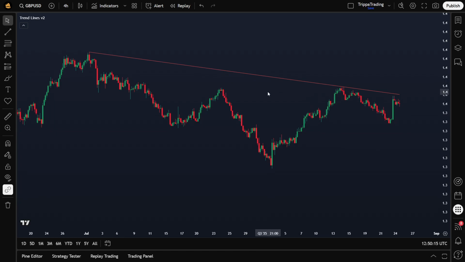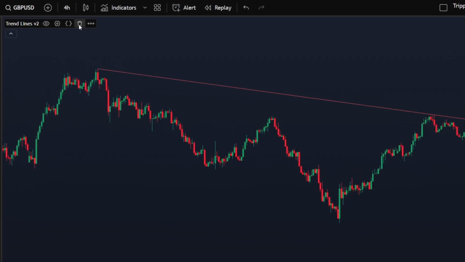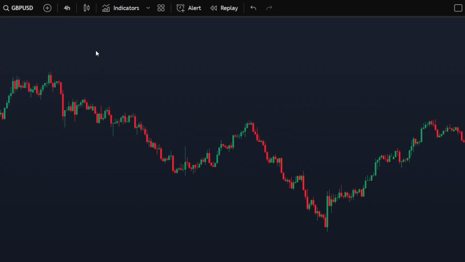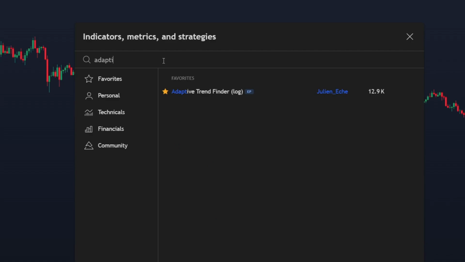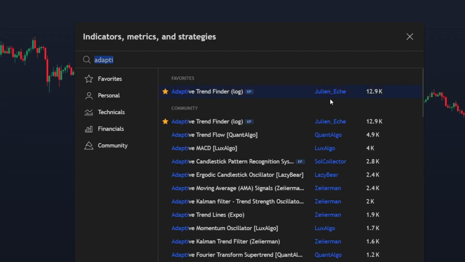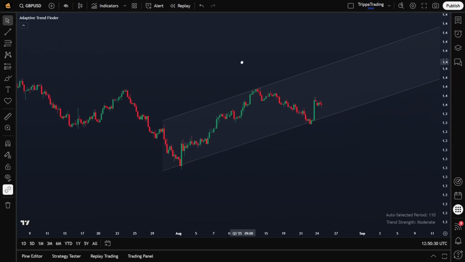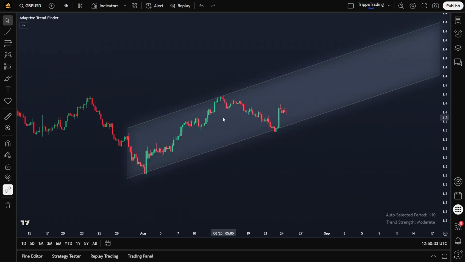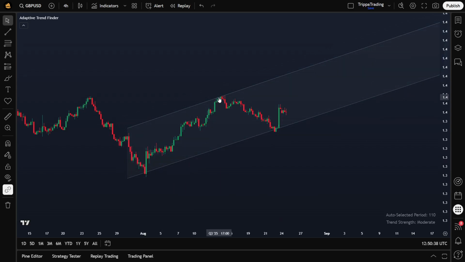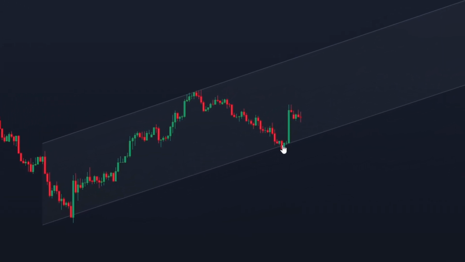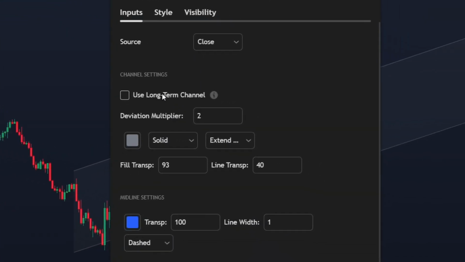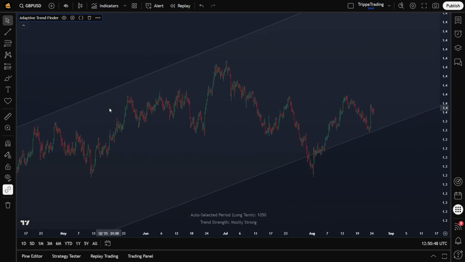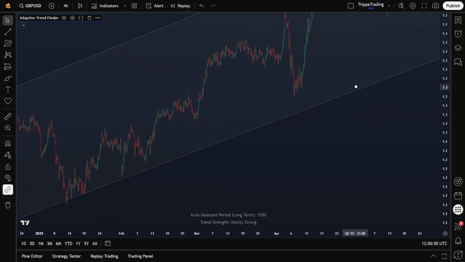Okay, let me quickly remove this one so we don't stack too much on the chart. Now I'll move on to another trend tool. Back to the Indicators tab, and this time I'll search Adaptive Trend Finder by Julian Ha. Let's add it. You'll notice that instead of a single line, this one plots a full channel. Right now you can see it's mapped out the short-term uptrend and how price is bouncing inside the channel. By default, it's set to show short-term structure, but if I open the settings here, you can see an option to switch to long-term channel. Watch what happens when I flip that. Now we've got the bigger market trend displayed.